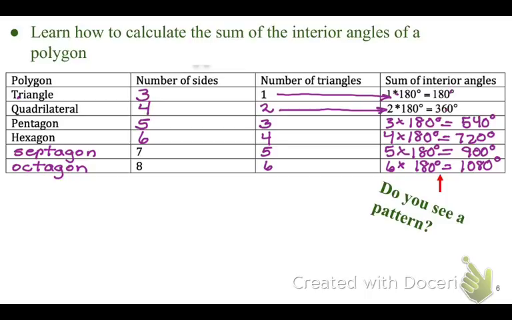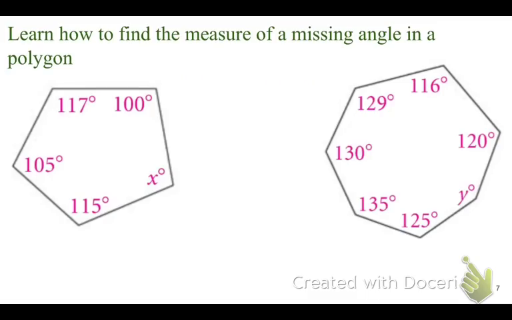So now we're going to use what we've just learned to find the measure of a missing angle. How to find the measure of a missing angle, important word is missing, in a polygon. So let's look at the figure on the left-hand side. The first thing we're going to do is figure out what kind of polygon we have. So we have 1, 2, 3, 4, 5 sides. So we have a pentagon.